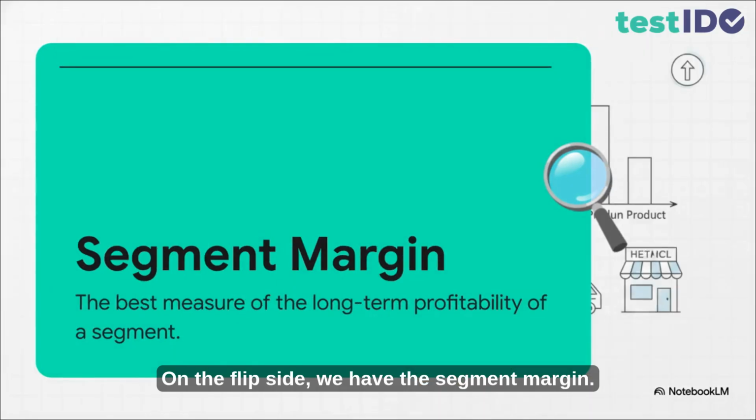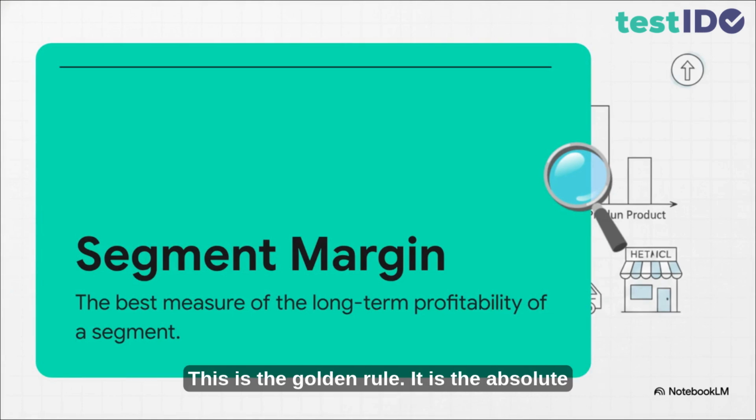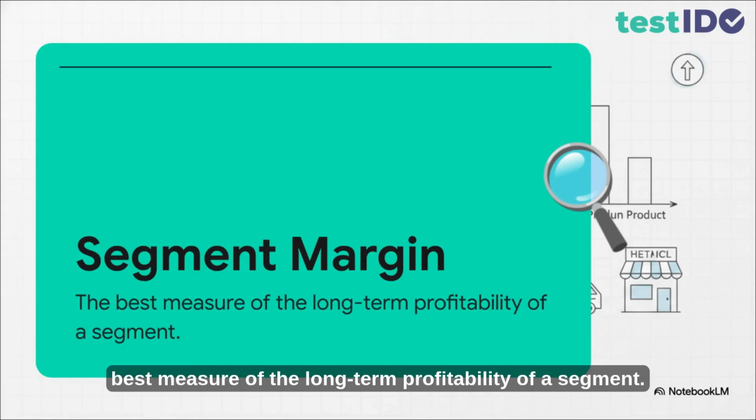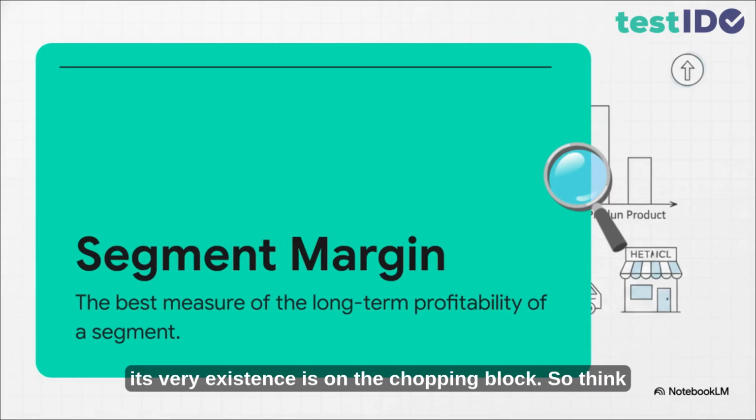On the flip side, we have the segment margin. If contribution margin is volume, segment margin is existence. This is the golden rule. It is the absolute best measure of the long-term profitability of a segment. It asks the harsh question, is this department even bringing in enough money to cover its own direct rent? If this number is consistently negative, its very existence is on the chopping block.